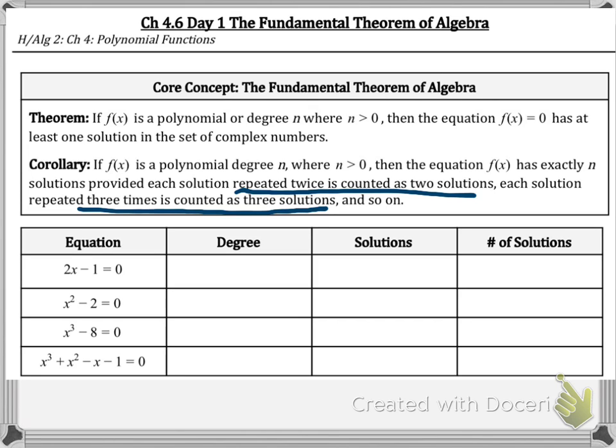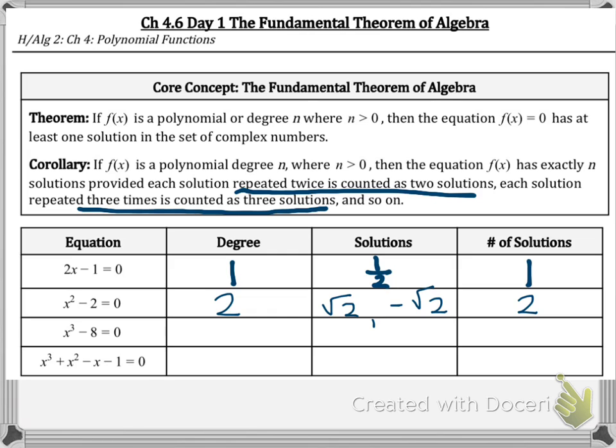So in the equation 2x minus 1, it is degree 1, therefore there is one solution. The solution to this equation is 1/2. Then if we take a look at x squared minus 2, its degree is 2. The solutions would be root 2 and negative root 2, and therefore that is 2 solutions.